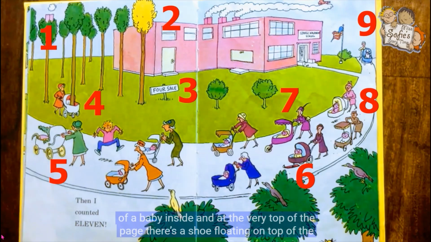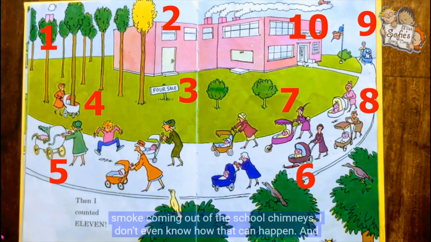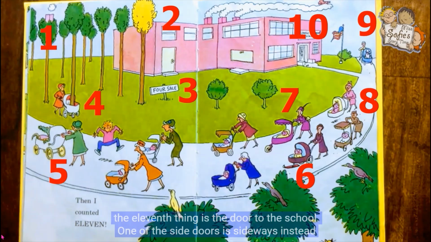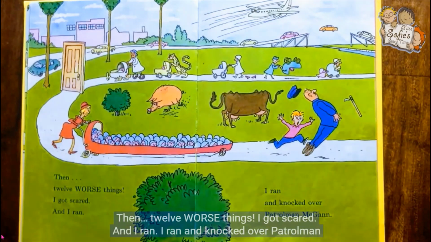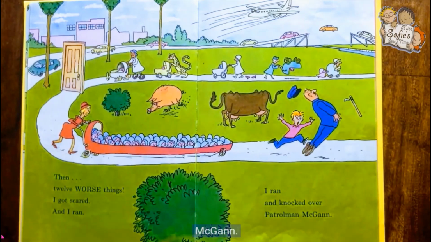And at the very top of the page, there's a shoe floating on top of the smoke coming out of the school chimneys. I don't even know how that can happen. And the 11th thing is the door to the school. One of the side doors is sideways instead of up and down. I wonder how you'd get out of that door? Then 12 worse things. I got scared and I ran and knocked over Patrolman McGann.